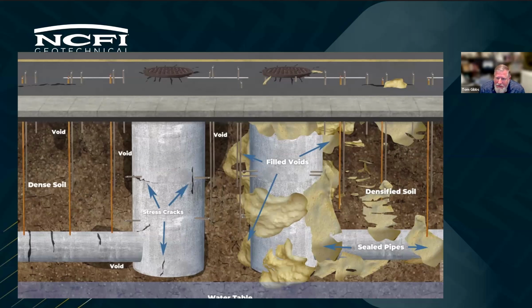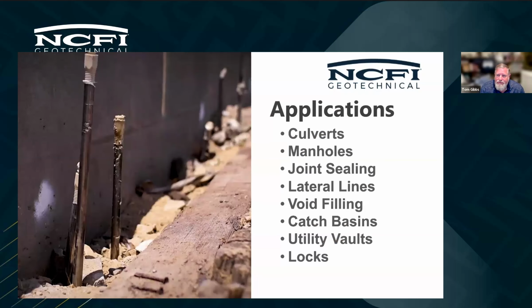But basically, sometimes it's not enough to improve the liner of a stormwater pipe. Sometimes there's some large voids that have been formed on the outside of the structure, and those are often noticeable from dips in the asphalt or failure of the concrete above. Different applications include culverts, manholes, joint sealing, lateral lines, void filling, catch basins, utility vaults, locks, and also pipe abandonment.